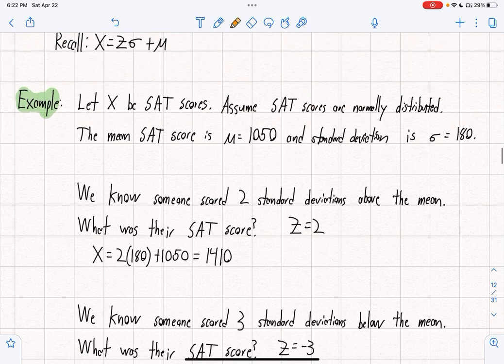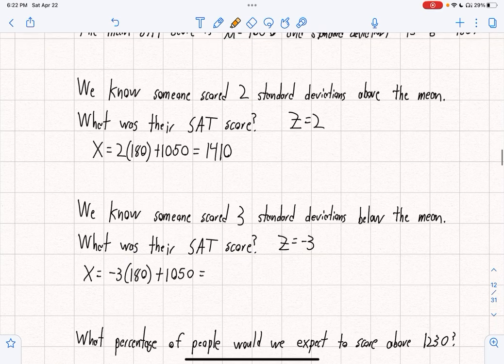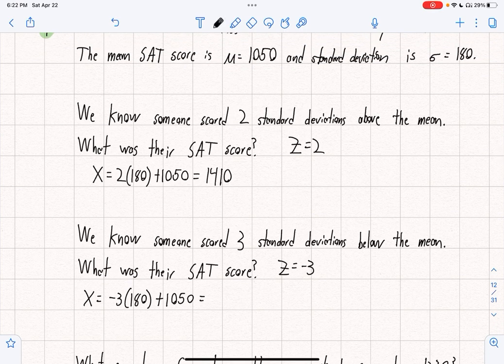Again, this is just applying this formula up here. x is equal to z sigma plus mu. That's all we're doing here. Recall sigma was 180 and mu was 1050. So I'm just plugging these values into our formula. So z was -3, sigma 180, mu is 1050. So let's see what that works out to be. -3 times 180 is -540, plus 1050 would be a score of 510. So someone who scored 3 standard deviations below the mean would have had an SAT score of 510.